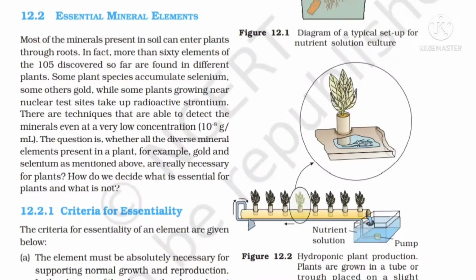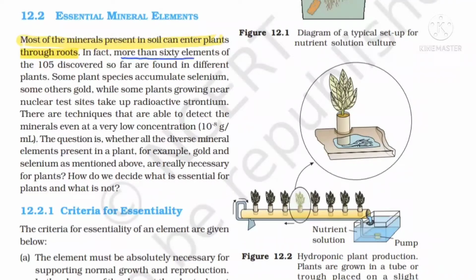Now see beta, you know very well that most of the minerals are present in the soil and they enter through roots. So the question is, how many minerals are present in the plant? More than 60 out of 105 discovered. The discovery we have done is of 105. Clear, but this much we have discovered. And more than 60 are present in plants.